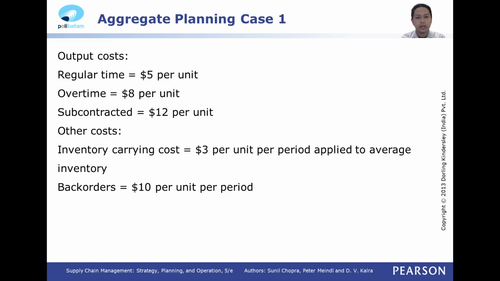Okay, so here we have some unit price data. In regular time, we need $5 per unit for production. In overtime, we need $8 per unit. Using subcontract, we need $12 per unit. And the other costs, such as inventory carrying cost, are $3 per unit per period. And the back order cost is $10 per unit per period.